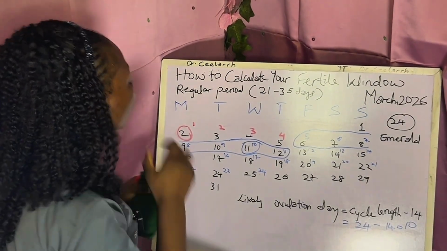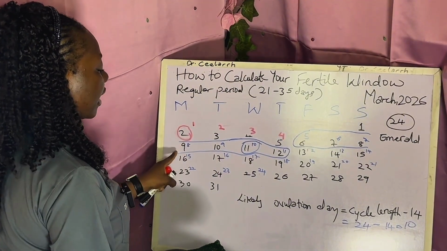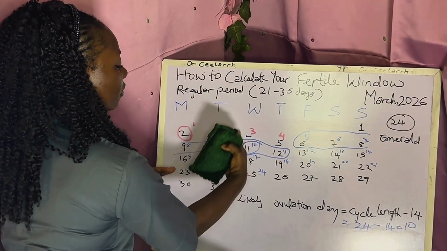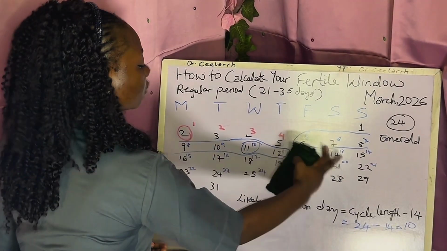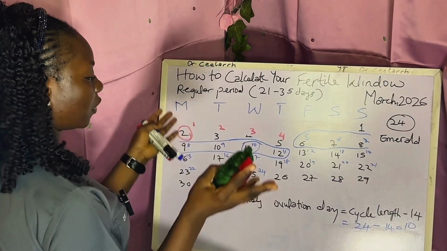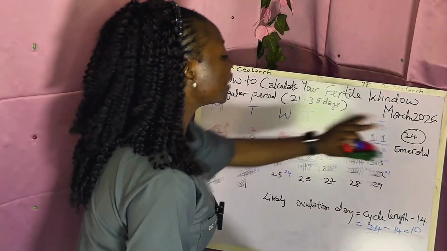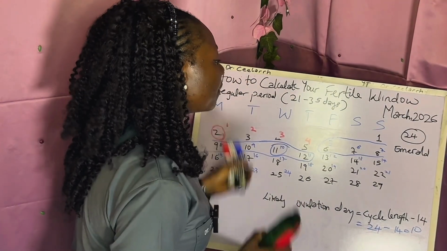Always remember, this ovulation can happen earlier or later, and because of that, the fertile window will adjust, either coming earlier or later. The fertile window can encompass dates that are later or even earlier. So this is for a 24-day regular menstrual cycle.